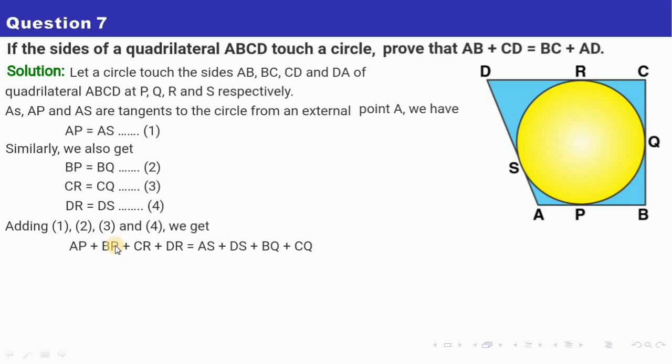Now if you see carefully, AP and BP, when you add them, you get AB. P is there with AP and BP, so P will vanish and you get only A and B. Similarly, CR and DR, since R is present in both, the R will vanish, so you get CD. Here S and S are there, so they will be removed and you get AD. Similarly BQ and CQ, Q is common to both and Q will vanish to give BC. So that's what we needed to prove. You may pause the video to note this down.